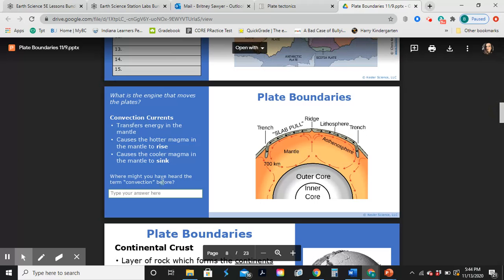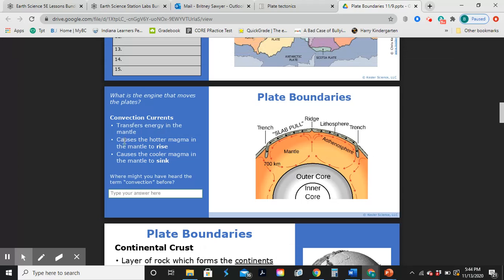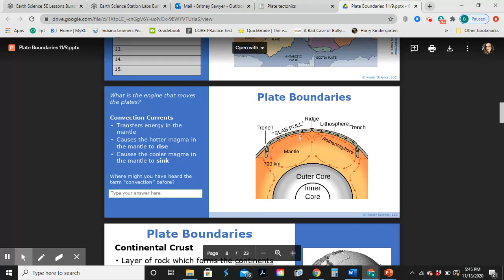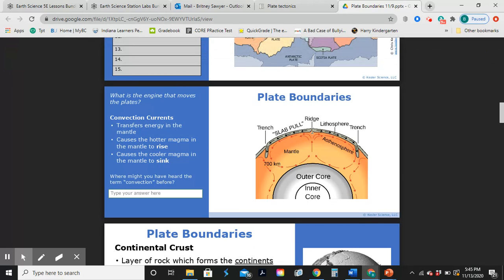Convection currents transfer energy in the mantle. It causes hotter magma in the mantle to rise, and it causes cooler magma in the mantle to sink. As you see, based off of the video that you watched previously to starting this, you see where the ridge is and you see the trench. In between, in the lithosphere, you have something that's called slab pull. It pulls the ridge further and further apart until it dies at the trench. Hence the term, born at the ridge, die at the trench.